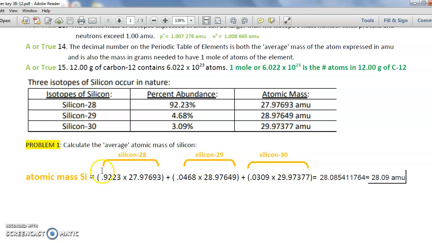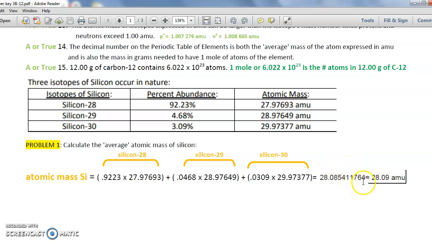Plug this into your calculator. You can use parentheses on your calculator to make it very easy. Parentheses 0.9223 times 27.97693 parentheses, plus, and then another parentheses, plug those numbers in with the parentheses, hit equals. You get this long number here. We probably should round this to 3 places, since 4.68 and 3.09 have 3 numbers. But we're just going to round it to 28.09, because that's the number found on your periodic table.